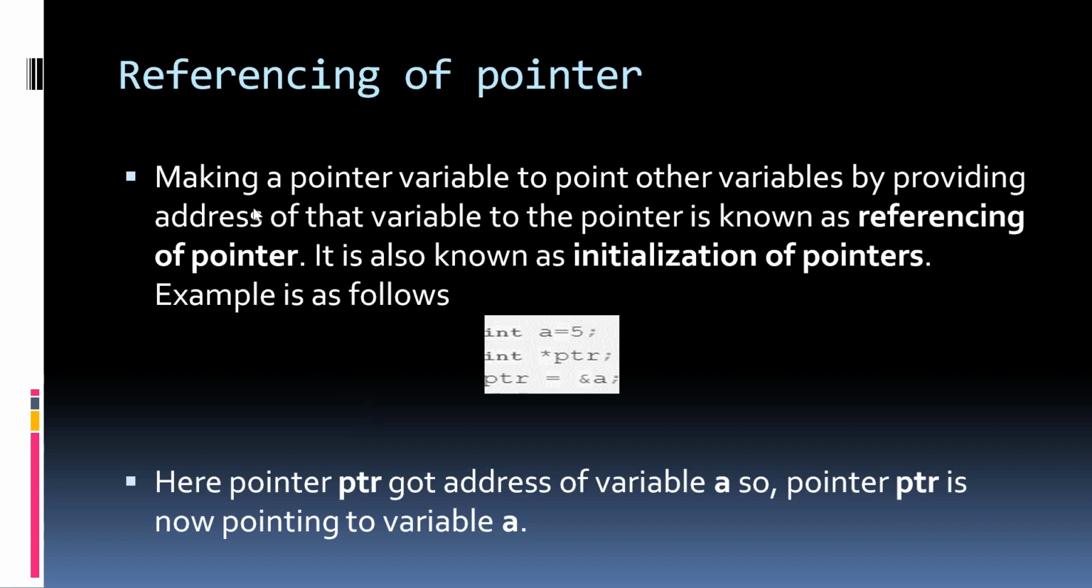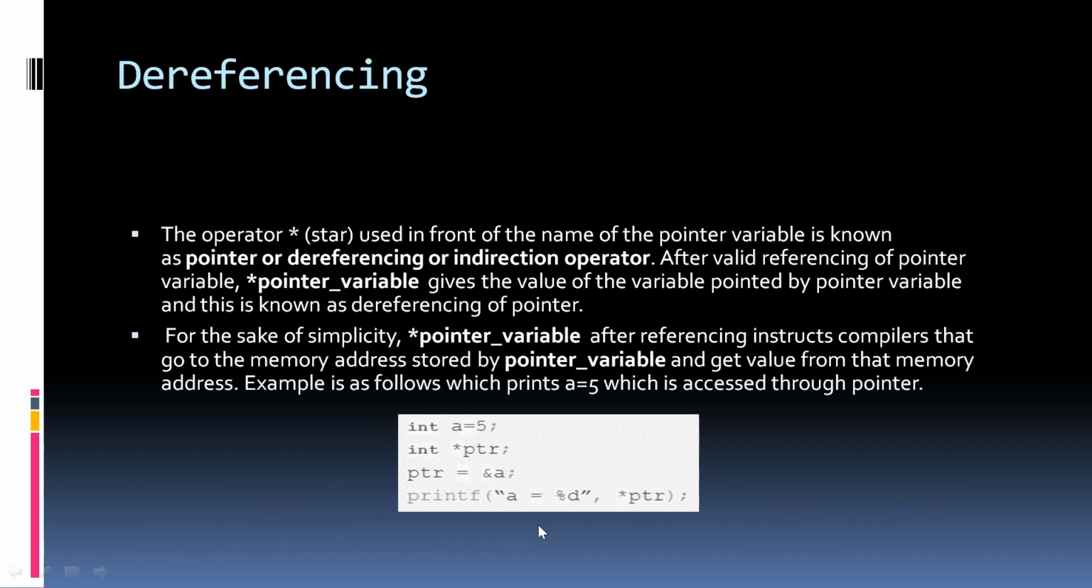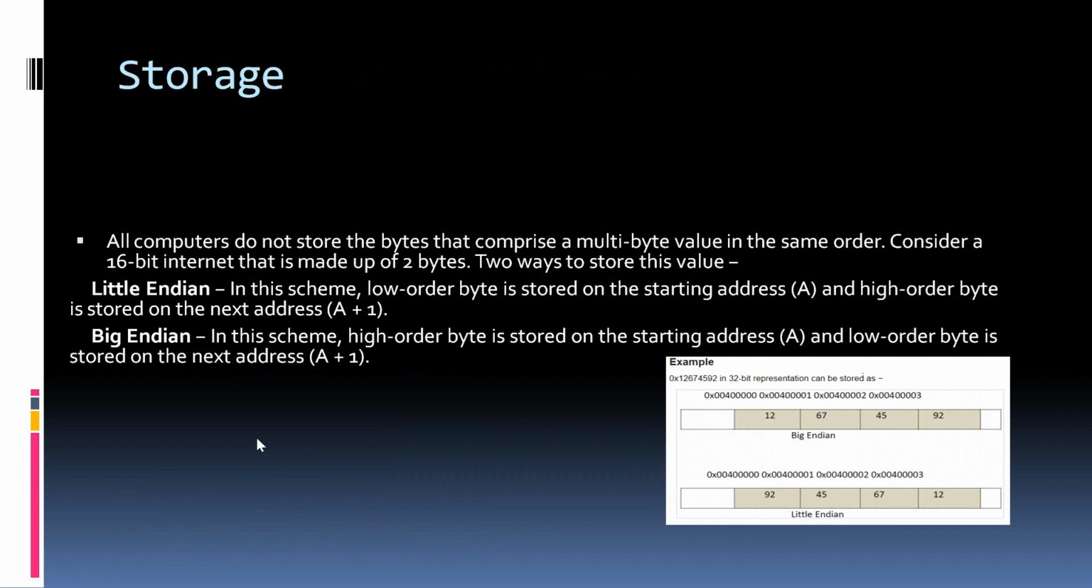Next, referencing of pointer. Making a pointer variable point to another variable by providing the address of that variable to the pointer is known as referencing of pointer. It is also known as initializing of pointer. This is how we initialize the pointer. Here ptr got the address of variable a, so the pointer ptr is now pointing to variable a. Next, storage. All computers do not store the bytes that comprise a multi-byte value in the same order.